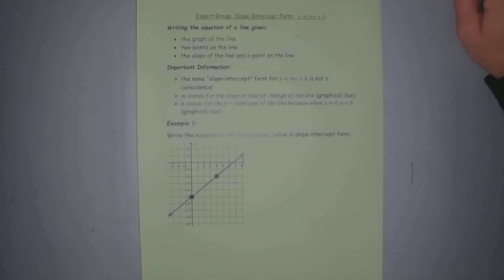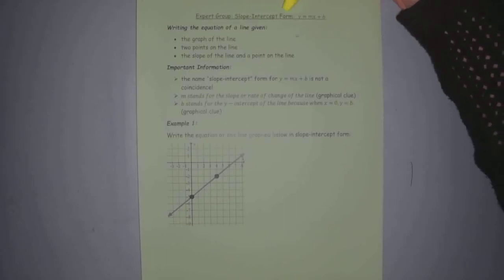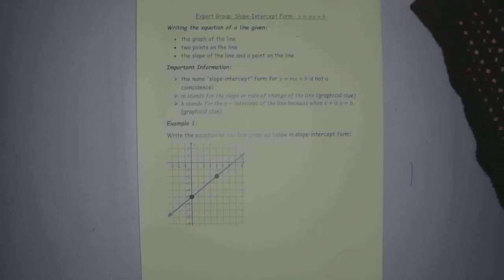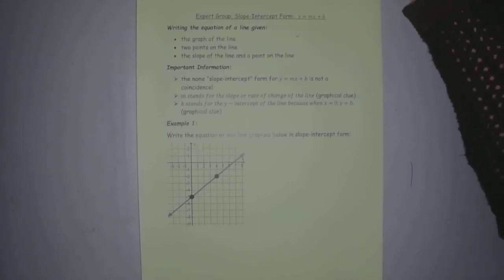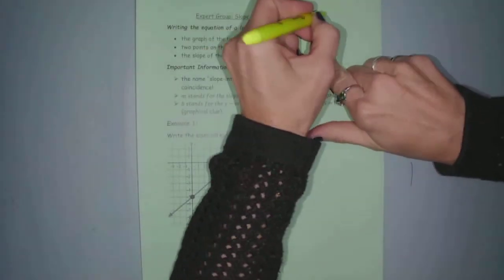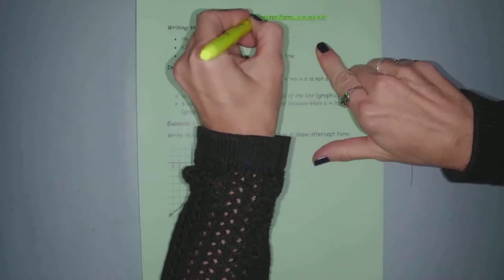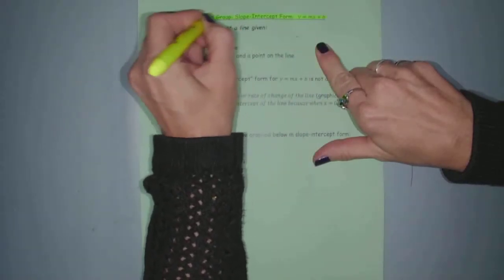Good afternoon, everyone. In the expert group for slope-intercept form, you guys are my green packet group. You're among a select few that have been chosen to become the experts in slope-intercept form, writing equations of lines in slope-intercept form. So I'm just going to highlight what your expert group title is.